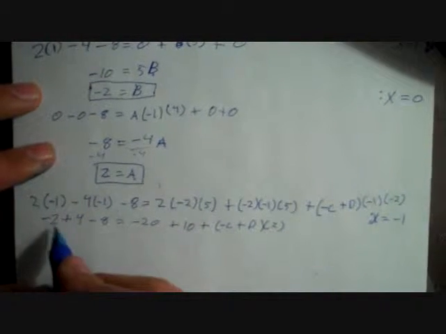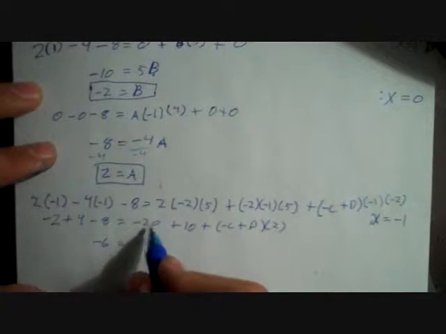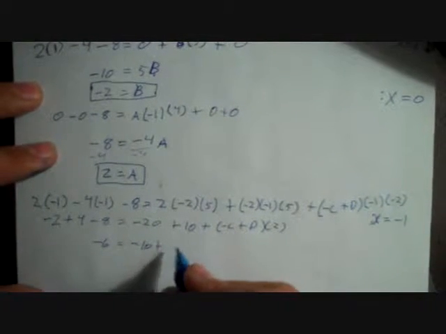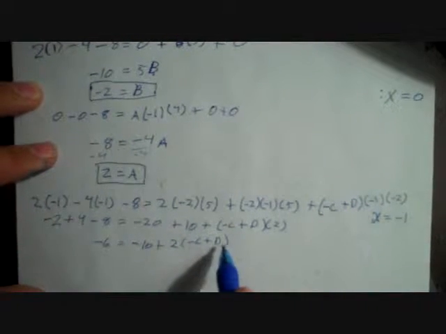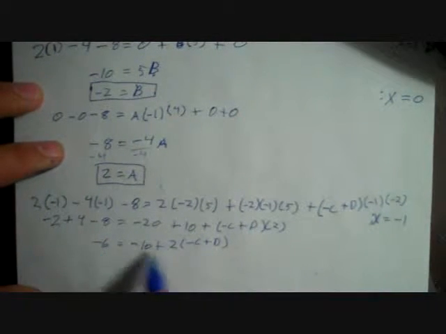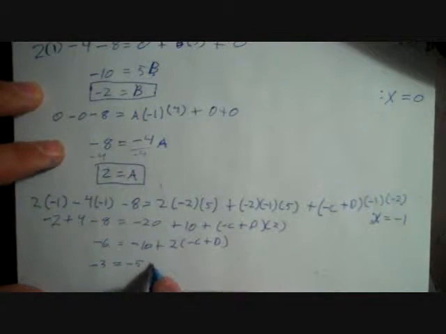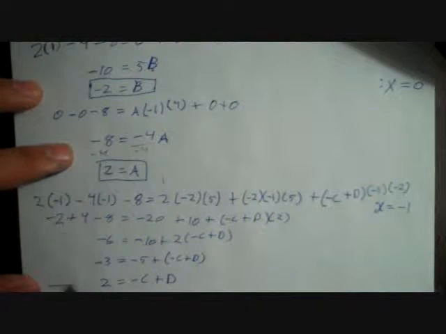So just take another step. Minus 2 plus 4, so that's plus 2, minus 8, so that's minus 6 equals -20 plus 10 is -10, plus 2 times -c plus d. Now, all these are factorable by 2, so let's just take a real quick factor 2 out of everything. So we'll have -3 equals -5 plus -c plus d. So let's get all our variables on one side and all our numbers on the other. So we'll add 5 to both sides. So we'll get 2 equals -c plus d. Alright? So this is one equation.